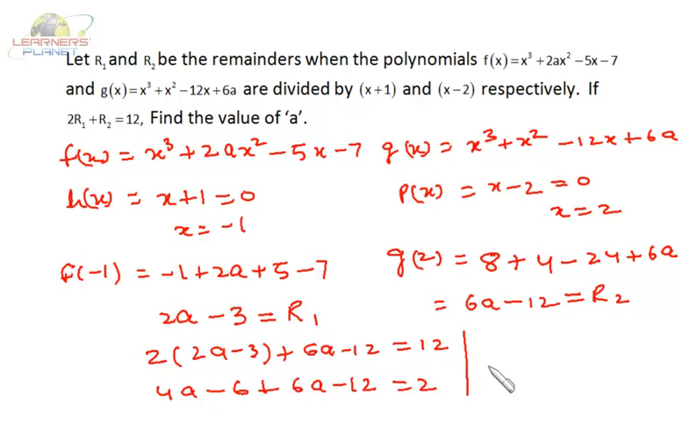So 4a plus 6a is 10a. 10a is equal to 12 plus 6, 18 plus 2, 20. That means a is equal to 2. Okay. So we have solved the problem very easily.